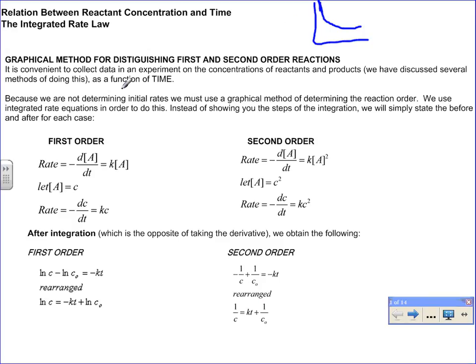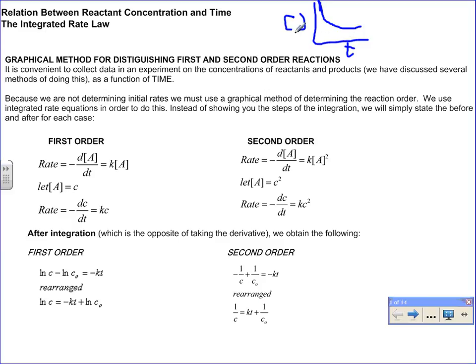So first of all, what we need to do is talk about what kind of experiment this would apply to. The kinds of experiments that we will do are ones where we will monitor the concentration of a reactant or product over time. As we monitor the change in concentration with respect to time, we'll collect data, and that data will be applied to various graphs in order to make a decision about whether it's first, second, or zero order.